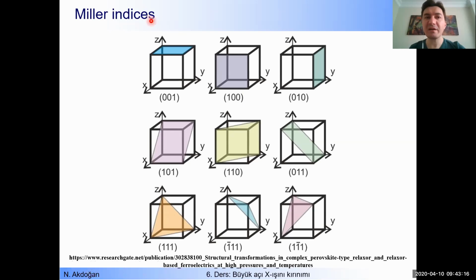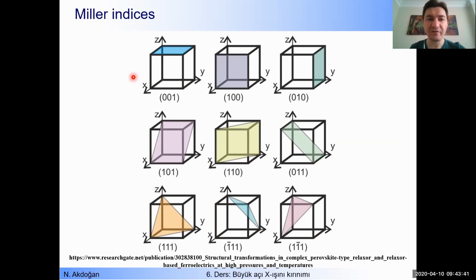So Miller indices define the surfaces of the crystals. Here you see a cubic cell, let's say. This is the direction of the X-axis, this is the direction of the Y-axis, this is the direction of the Z-axis. So what are the names of the surfaces, and how do we determine them?